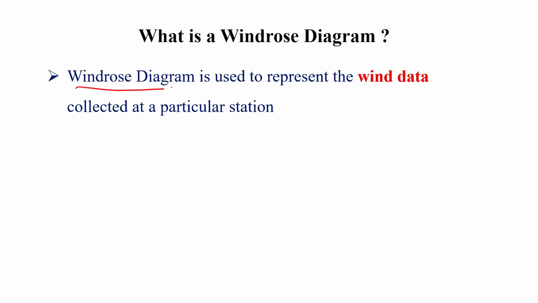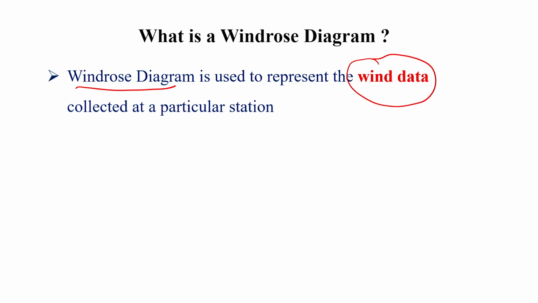A Windrose diagram is used to represent the wind data. I hope everyone is aware of wind data, right. In simple terms you can consider how the wind is moving. That you can consider as the wind data, and when we try to represent this wind data with the help of a diagram, we call that diagram a Windrose diagram. And the major thing is that a Windrose diagram is created for a particular station, which means for a particular location you create a Windrose diagram.